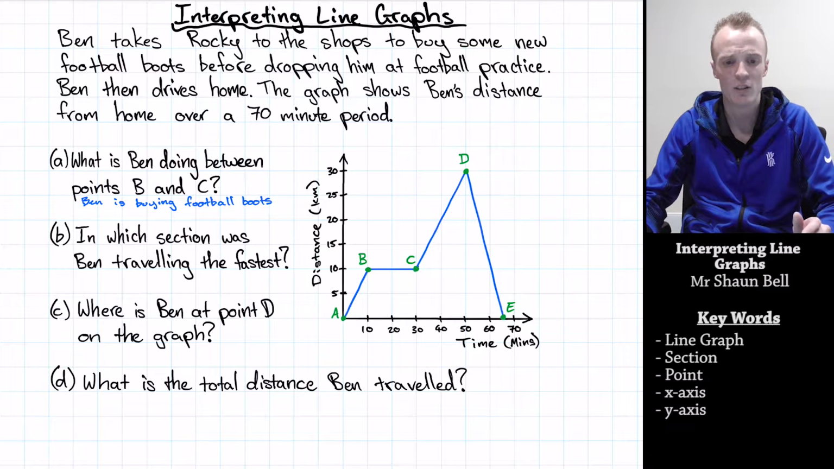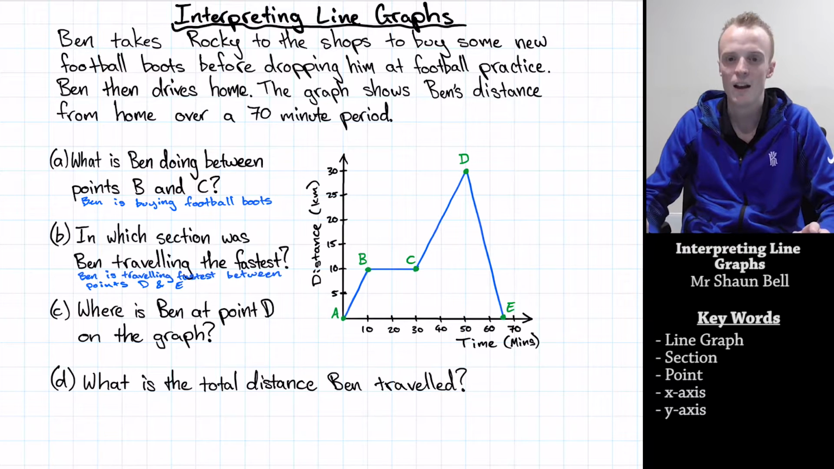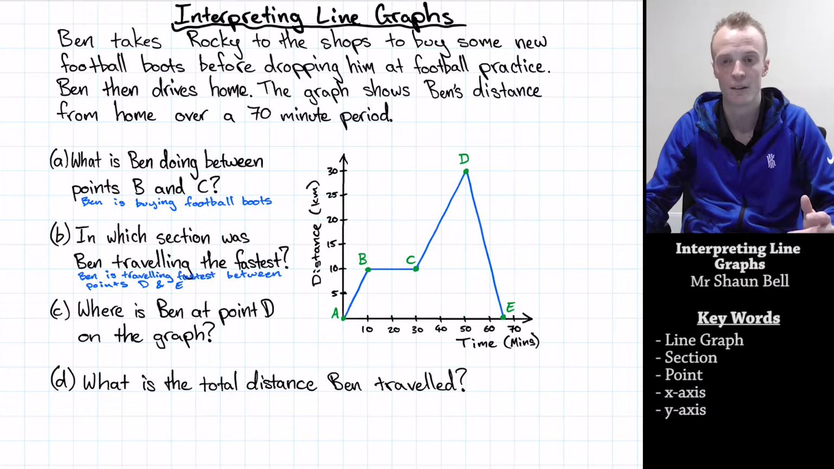Now, the second question asks us in which section Ben is travelling the fastest. Ben's going to be travelling the fastest on the steepest line in the graph. The steepest line here is between points D and E. Now, it's asked us where Ben was at point D of the graph. You might remember that from point C to D, he was travelling to football practice. At point D, he would have turned around to go home. So at point D, he was at football practice.